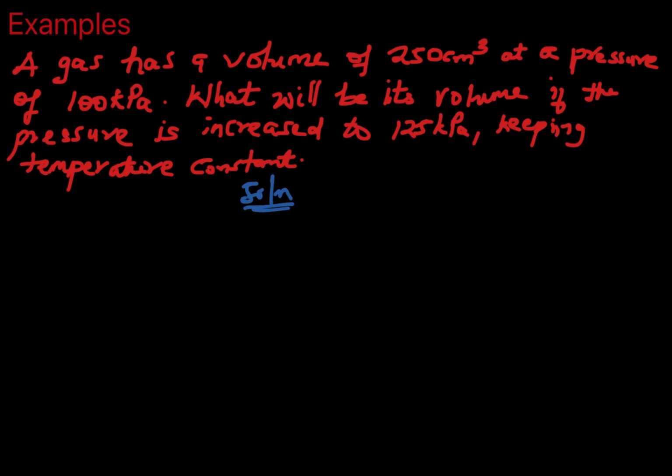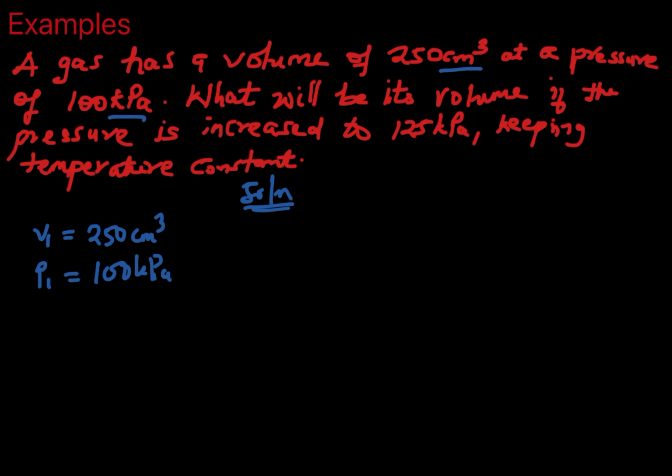We just need to know the things that have been given to us in the equation. We have a value that has cm³ as its units and a value that has kPa as its units. We know that cm³ is for volume, while kPa is for pressure. A gas has a volume of 250, so V1 is 250 cm³, and P1, that's the initial pressure, is 100 kPa.